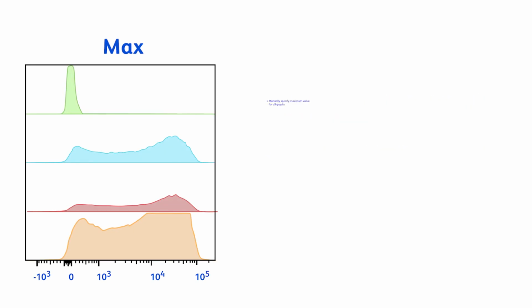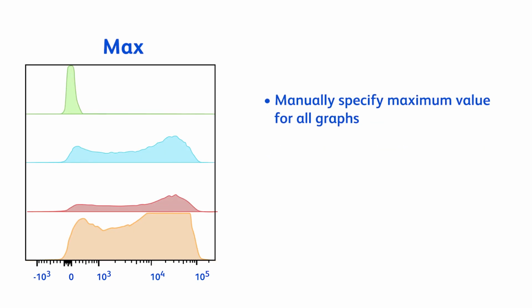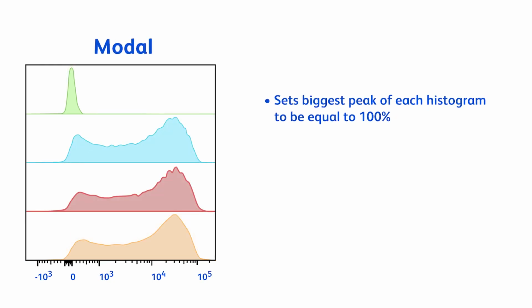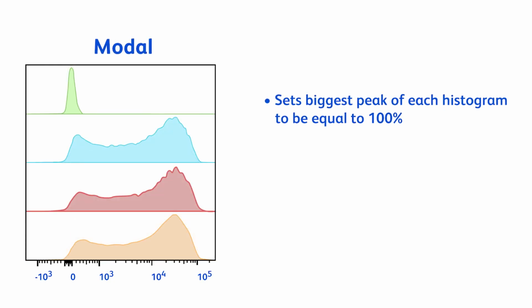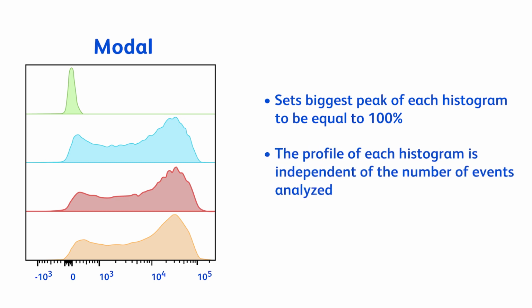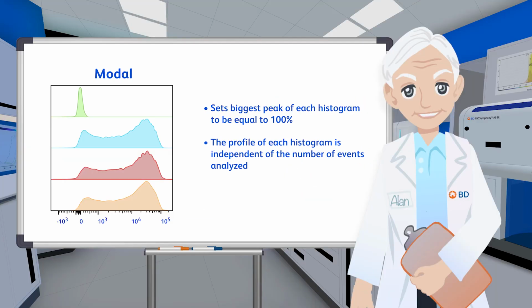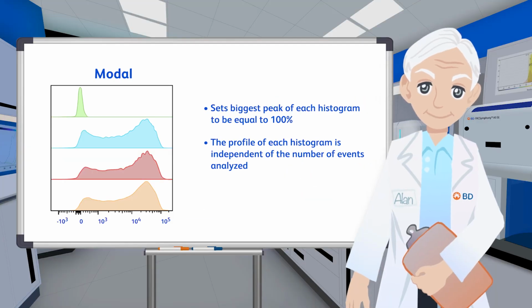Using Max or Manual lets you specify the overall maximum value for all graphs, while Modal sets the biggest peak in each histogram to be equal to 100%. The benefit of the modal is that the profile of each histogram is independent of the number of events analyzed, and this makes it easy to overlay the histograms.